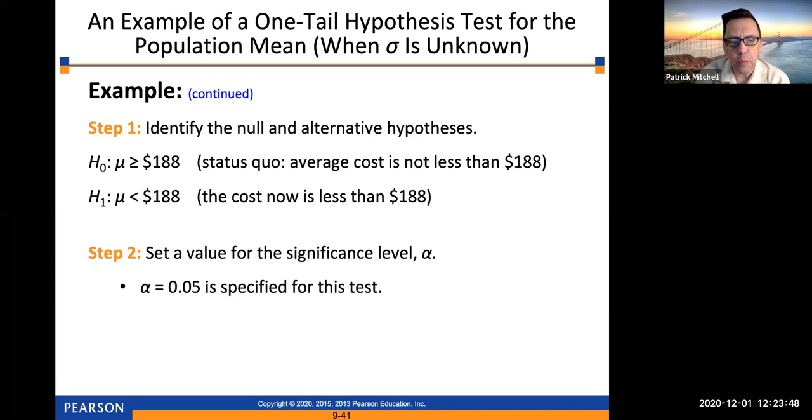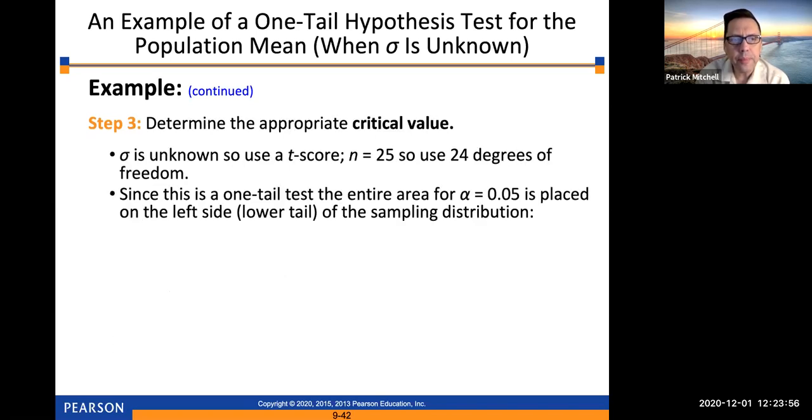Remember that alpha equals 0.05 was specified for this test in a statistics class. Alpha will always be given. Step three, determine the appropriate critical value. Sigma is unknown, so we'll use a t-score. And since the sample size is 25, we will use 24 degrees of freedom. And since this is a one-tail test, specifically a lower tail test or a left tail test, the entire area for alpha equals 0.05 is placed on the left side or the lower tail of the sampling distribution.